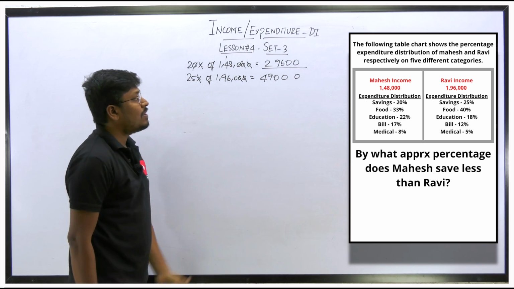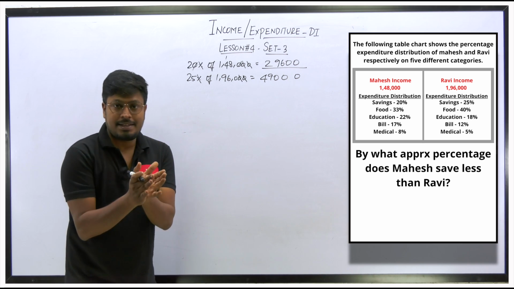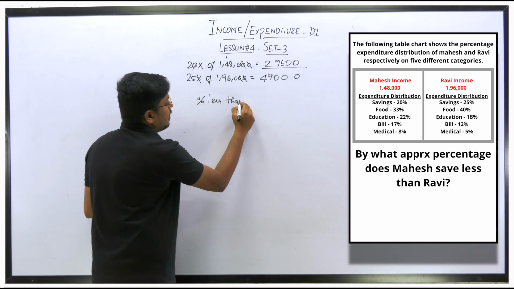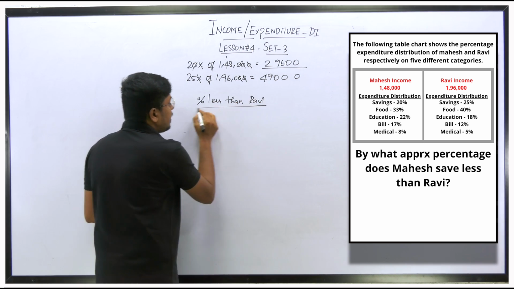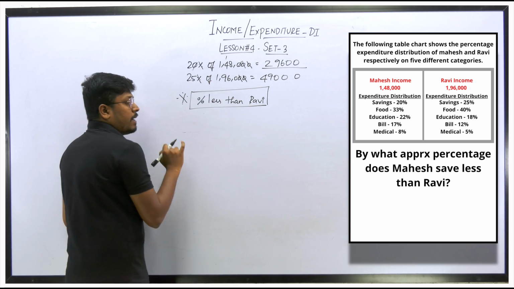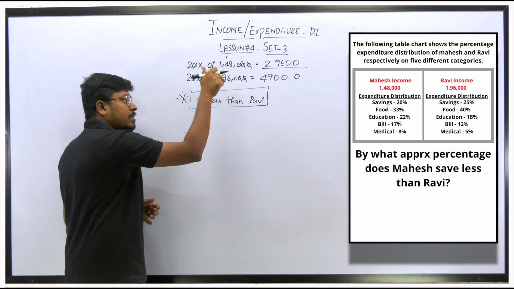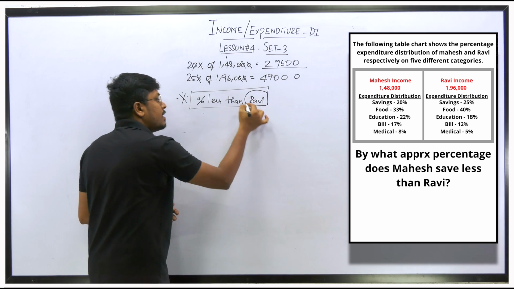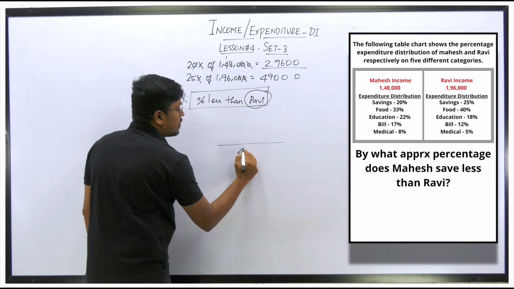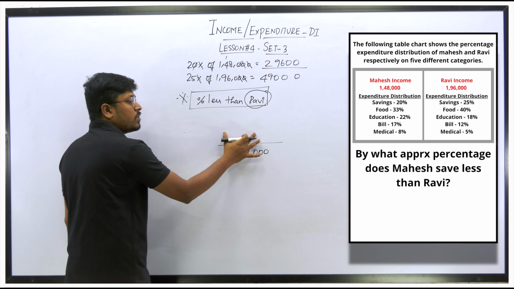And 29,600 will be the savings of the person Mahesh. So now our target is to find how much percentage Mahesh's savings is less than Ravi's. It's most important. Even in the previous questions I have said this: which person you are going to compare, that person's value should come in the denominator. Our target is to compare with the person Ravi. So 49,000 should come in the denominator, and the difference should come in the numerator.